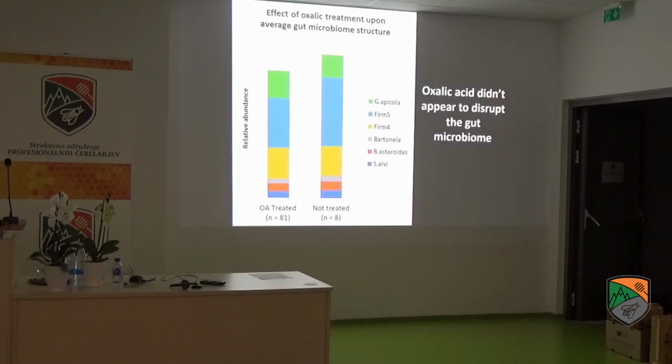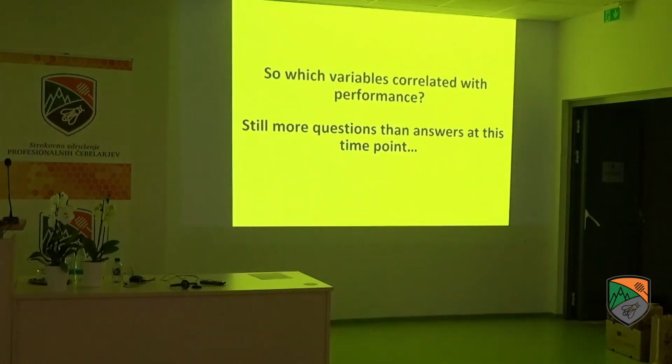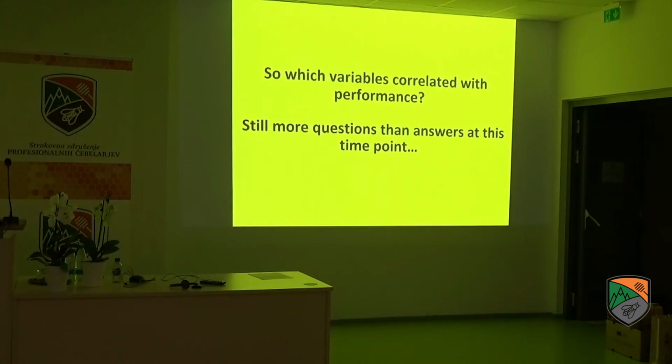And then, since I had some of my resistant breeders, potential breeders that we did not treat, we treated all the rest with oxalic acid, I said, well, let's take a look and see if oxalic acid made a difference in the gut microbiome. That's good data, it didn't make any difference. So, the answer to which variables correlate with performance, we have no idea. We threw everything out the window. It's got to be something else.